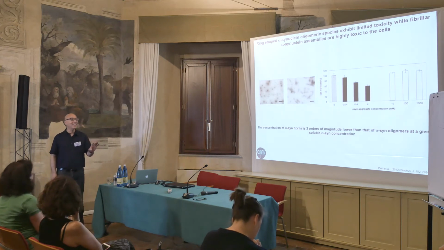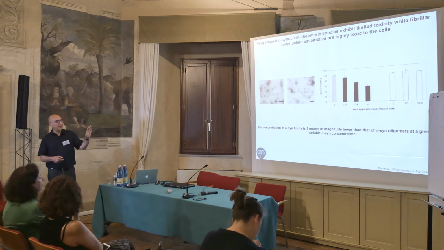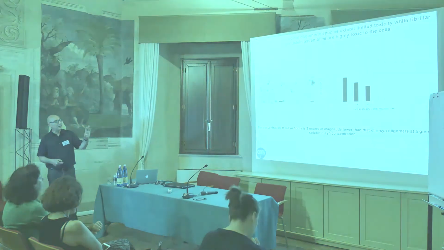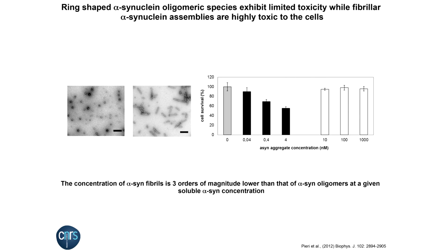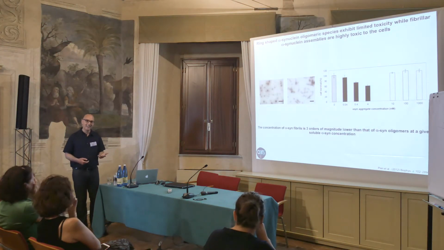So I'm relatively cautious. But what we can conclude from these experiments, where we exposed cells to increasing concentrations of fibrils or oligomers and counted them after 24 hours, is that with 4 nanomolar fibrils, you have about 50% of cells dying. It's not an MTT assay. We are just counting the cells after 24 hours. And with 1 micromolar of oligomers, you have nearly 100% of the cells surviving. So I think this is sufficiently strong to say that fibrils are more toxic than oligomers.